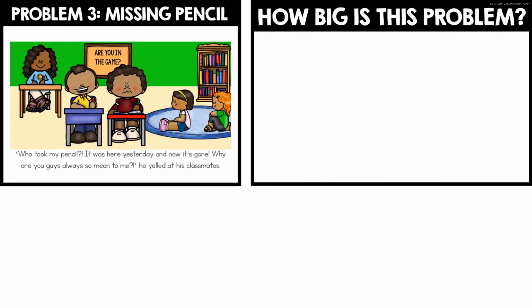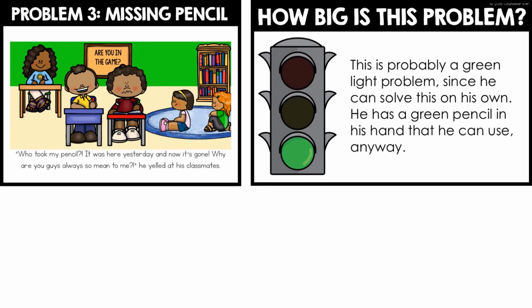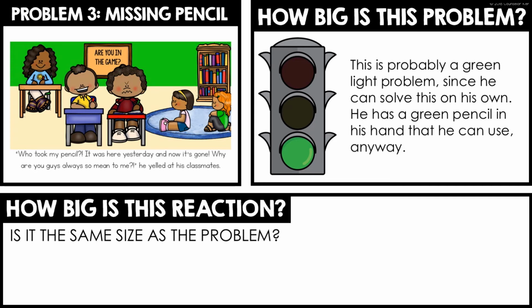Problem 3. Missing his pencil. How big of a problem do you think this is? This is probably a green light problem, since he can solve this on his own. He has a green pencil in his hand that he can use anyway. How big is this reaction? Is it the same size as the problem?